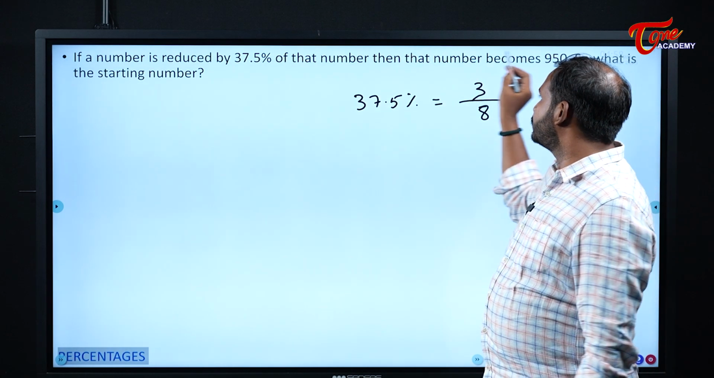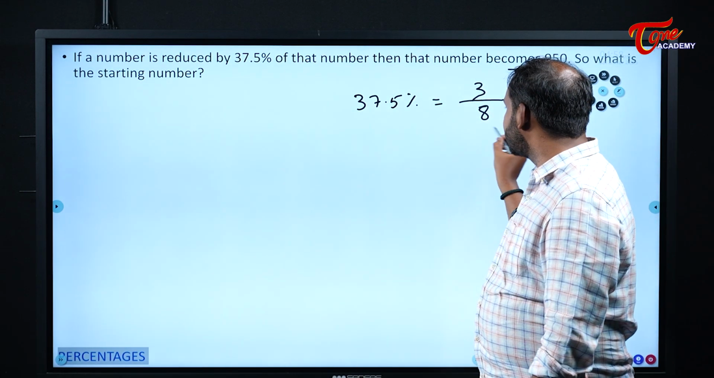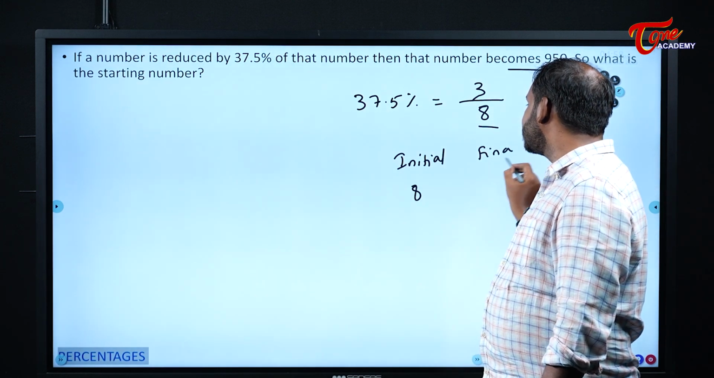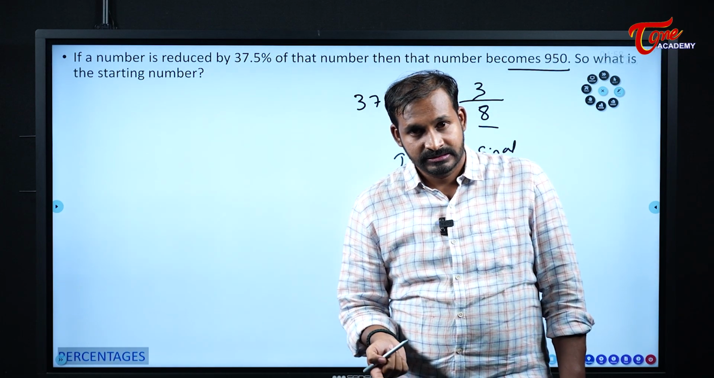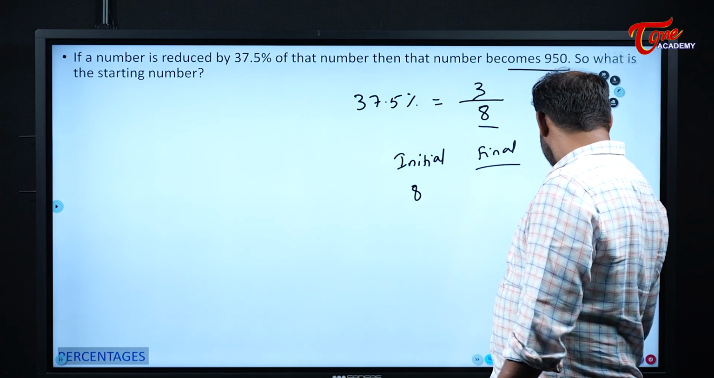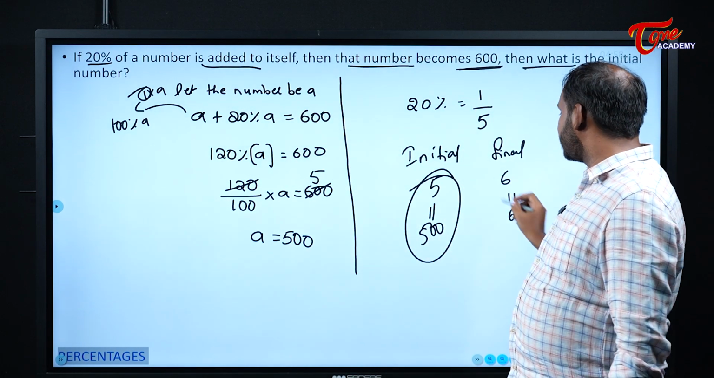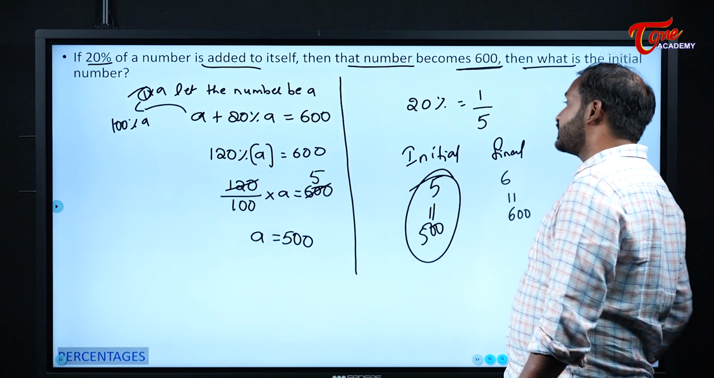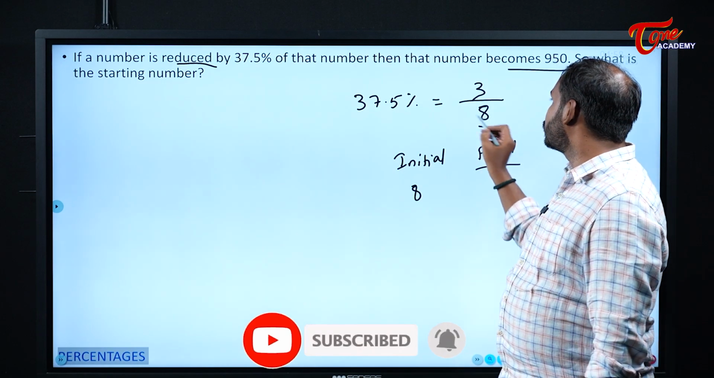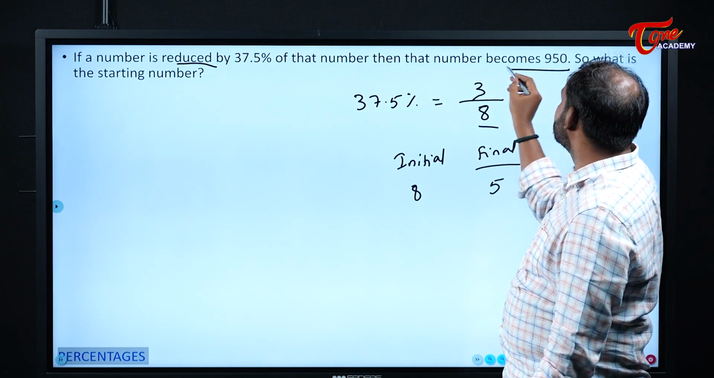If a number is reduced by 37.5%, it becomes 950. That means initially how many parts? Initial is 8 parts. What about final? In the previous case, the number is added. In our last example, a number is added, right? So what I have done? 5 plus 1 is final, that is 6 parts. But in this case, what is happening to the number? The number is reduced. That means now you need to subtract here. So 8 minus 3, what it becomes? 5 parts. After reducing, the number has become 950.